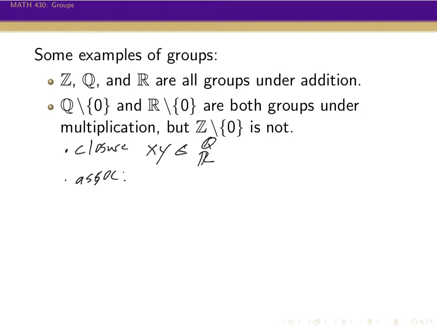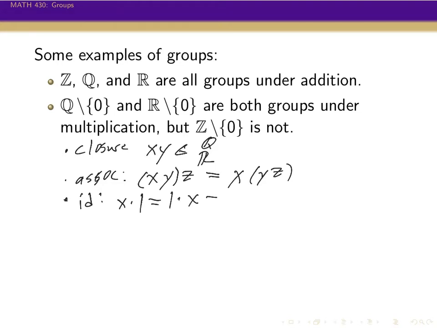Associative, same as before. If I do x times y times z, multiply x times y first and then multiply z, that's the same thing as doing x times yz. What's the identity for these? Well, the identity for both of these is 1, right? If I do x times 1, that's the same thing as 1 times x. That's just going to be back x.